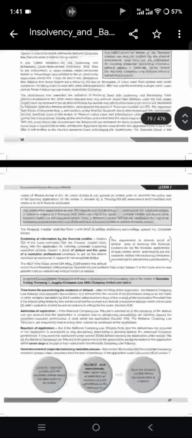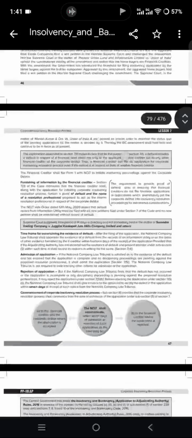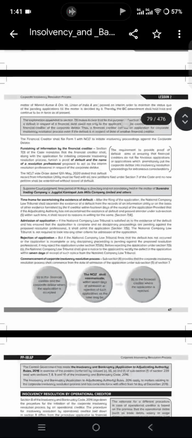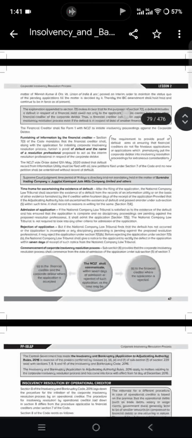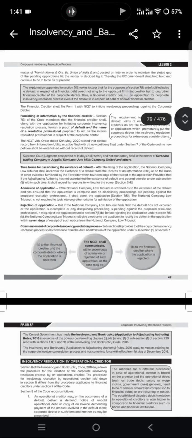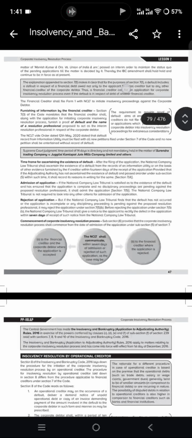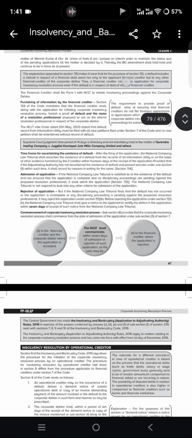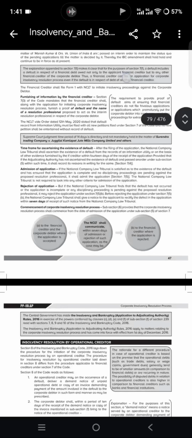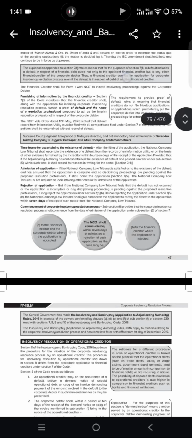The financial creditor shall file Form 1 with the NCLT to initiate the CIRP against the corporate debtor. Furnishing of information by the financial creditor. Section 7 clause 3 of the Code mandates that the financial creditor shall, along with the application for initiating CIRP, furnish proof of default and the name of the resolution professional. The requirement to provide proof of default aims at ensuring that financial creditors do not file frivolous applications, or applications which prematurely put the corporate debtor into insolvency proceedings for extraneous consideration.